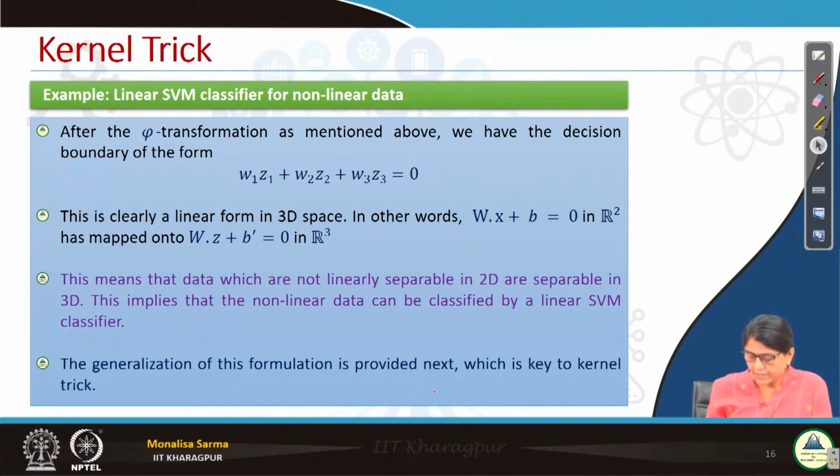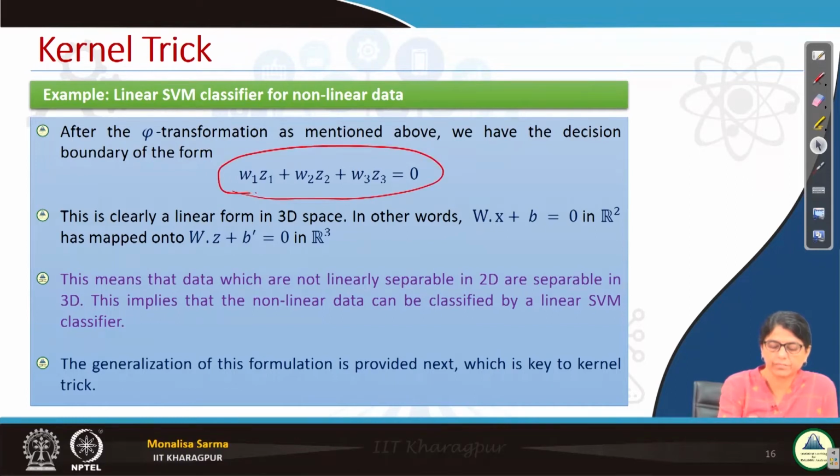Now, that means when I use this transformation, this has become my equation. So, this is very much a linear equation, isn't it? This is very much a linear equation. So, that means it is a hyperplane. Earlier it was a hyperspace. So, now this is very much a hyperplane, from which we will have to find out the different values. Once we can find the values, we will be able to classify the test data. This is clearly a linear form in 3D space. In other words, w dot x plus b is equal to 0 in R2 has been mapped into w dot z plus b dash is equal to 0 in R3.